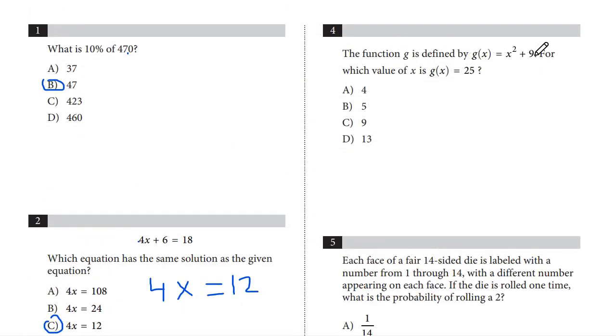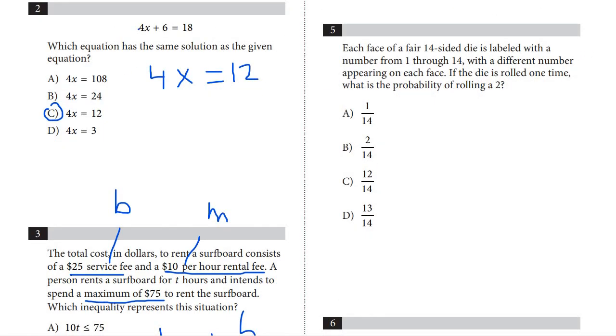The function g is defined by this. For what value of x is g of x equal to 25? Well, all you need to do is just set the equation equal to 25 and subtract 9 and solve for x. So subtract 9 is going to give you 16, and then you will get plus minus 4. You only have 4 as an option and not negative 4. So that's why we circle A.